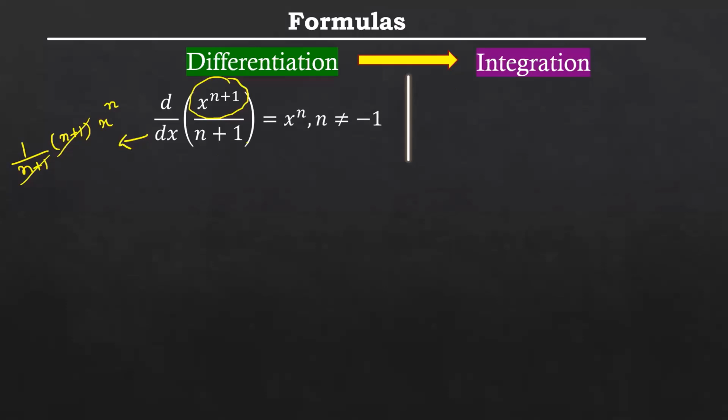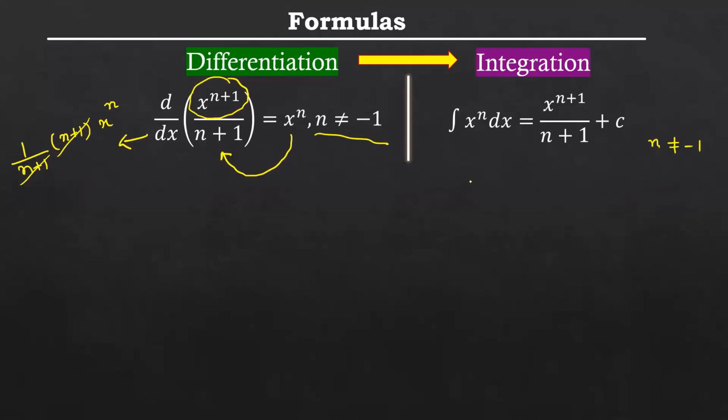Now take a look at that. If d/dx of x to the power n plus 1 by n plus 1 will give you the derivative x to the power n, that means obviously the reverse process, integration of x to the power n will give you x to the power n plus 1 by n plus 1, and this is the result. But you have to note that this formula does not work for n equal to -1, because if you take n equal to -1, this is an undefined term. So for integration over x to the power n, you can use this formula whenever n is not equal to -1. This is a very simple formula which you can use.